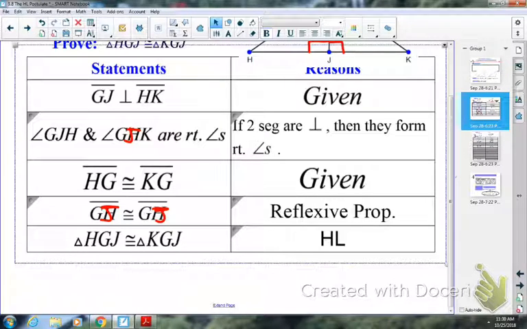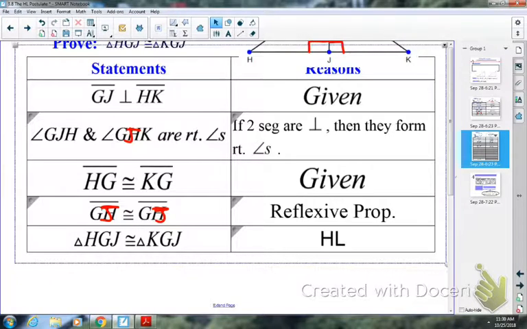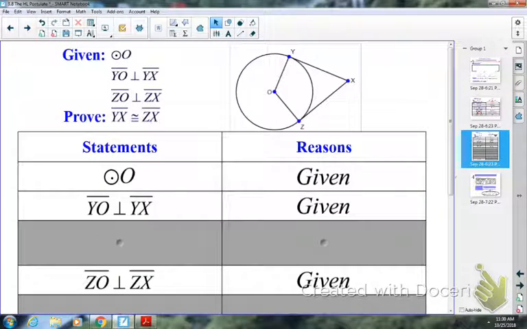Okay, questions about that one? Okay, let's take a look at the other one then. Everybody good? So again, we're not making them any longer. We're just looking at a different method.